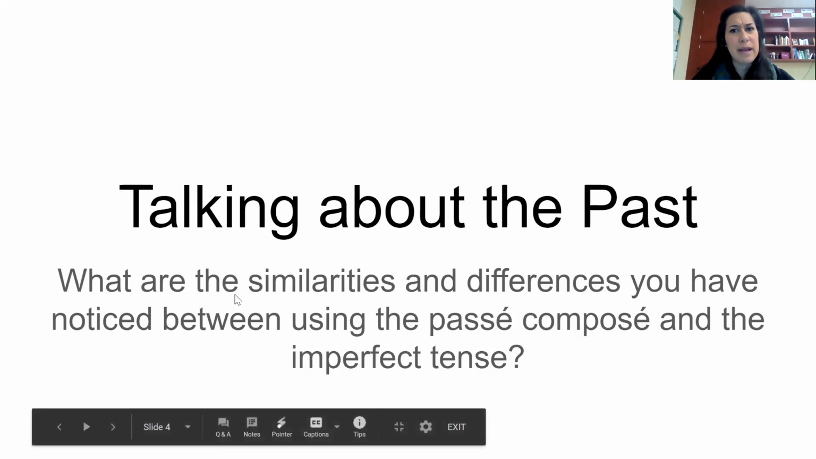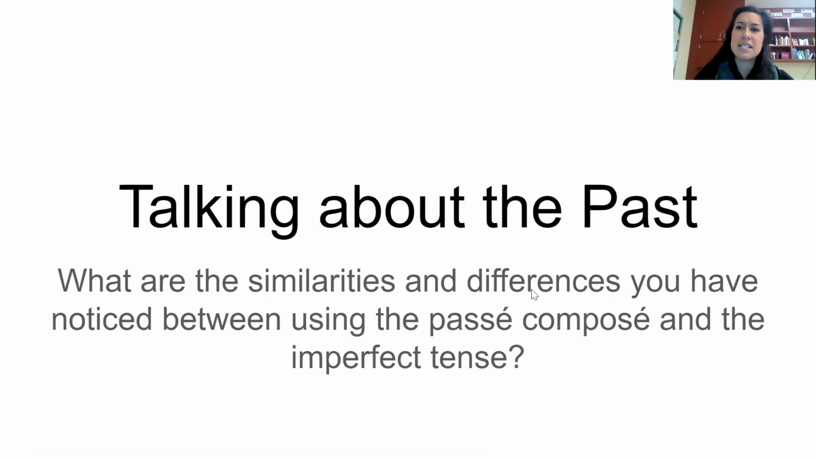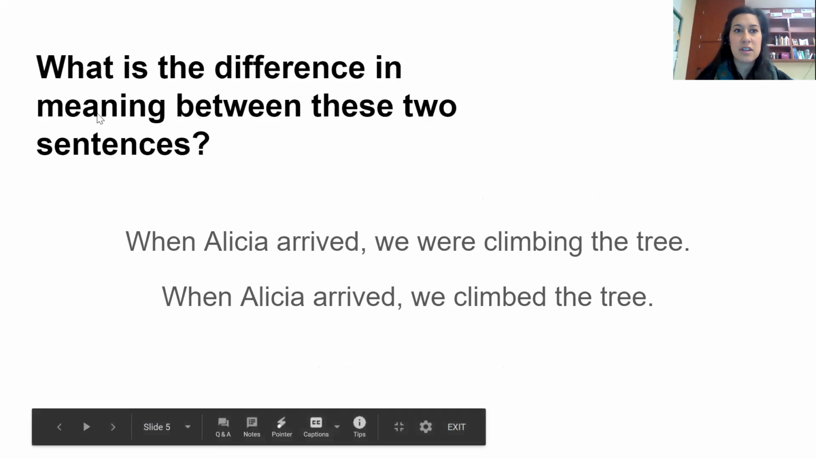So when we talk about the past, what are the similarities and differences you've noticed between using the passé composé and the imperfect tense? So if we were in class, I'd be asking you this question, turn to a partner, pair, share. You're at home probably by yourself. So just take 30 seconds to reflect on that. What are the similarities and differences you've noticed?